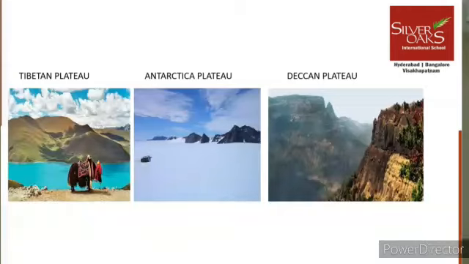These are raised flat surfaces bounded by cliffs or steep slopes. A cliff is a steep rock face, especially at the edge of the sea. You find mostly plateaus near the seas. So some famous plateaus are the Tibetan Plateau, the Antarctic Plateau, and the Deccan Plateau of India.